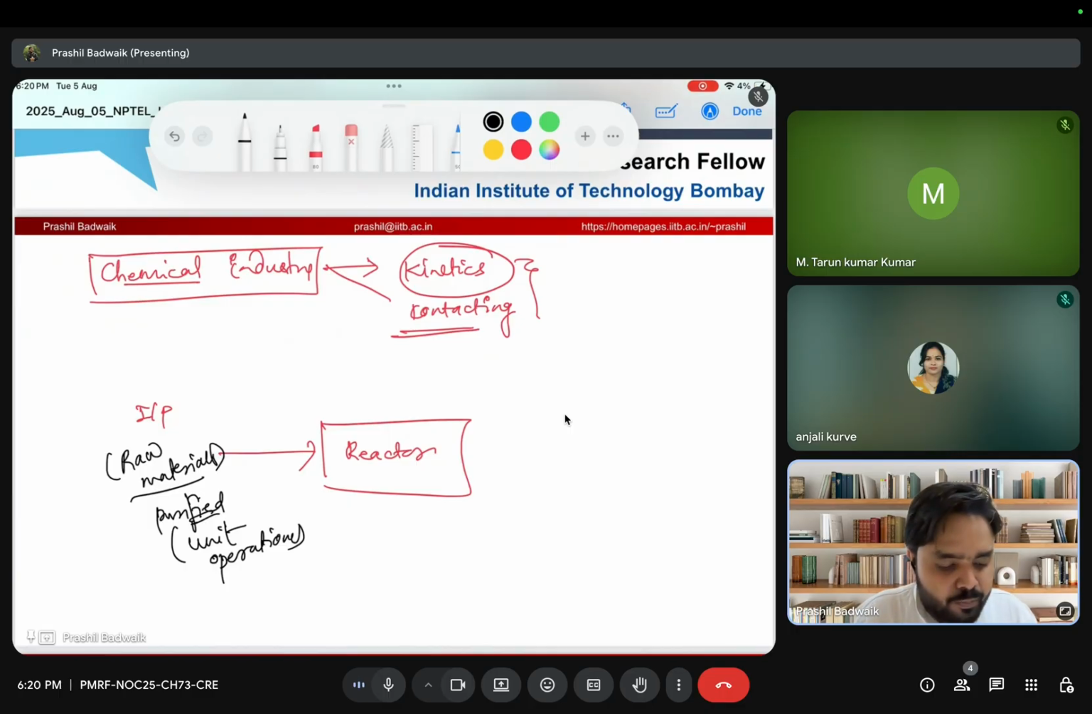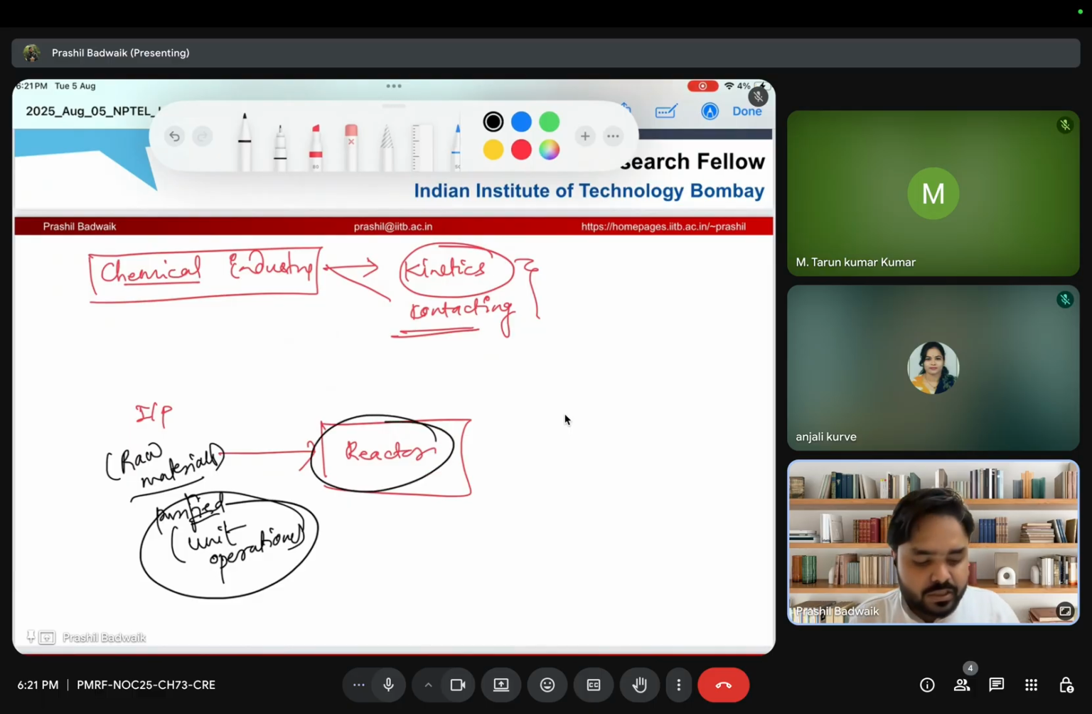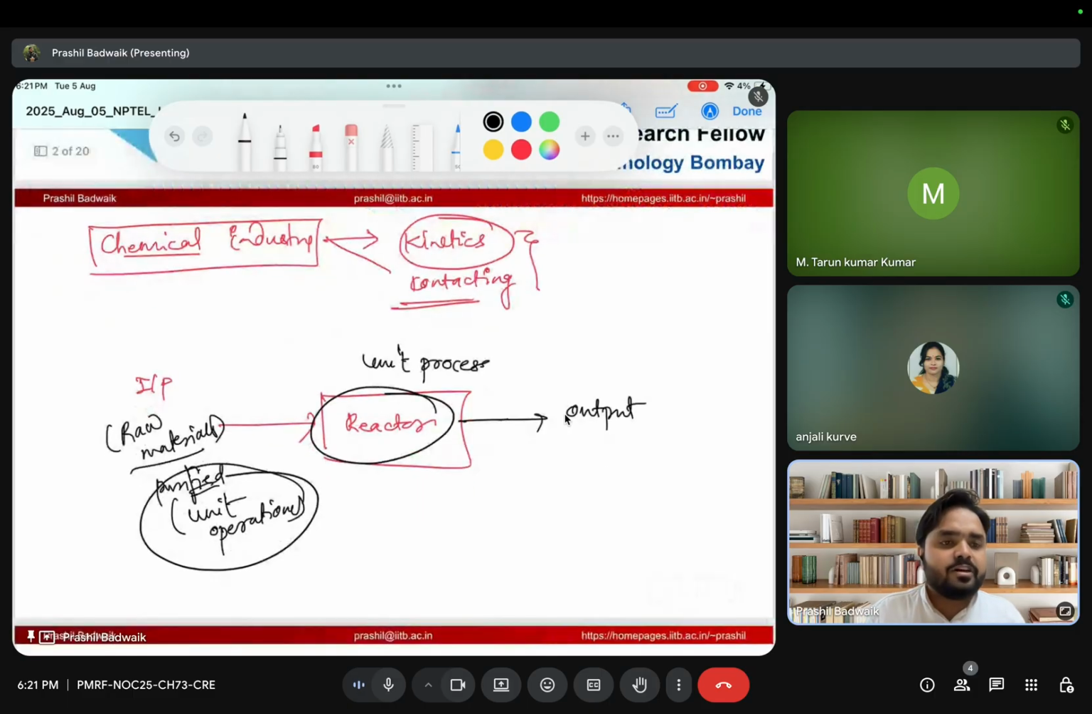Now whenever you prepare tea, you separate it using a filter. You do not see a change in color, right? That means there is no chemical reaction happening, or if it is happening, the rate is very very small, so that you do not see major changes. So those are called unit operations, and this is a unit process. This will give you output, and we discussed that output is a function of kinetics and contacting, right?